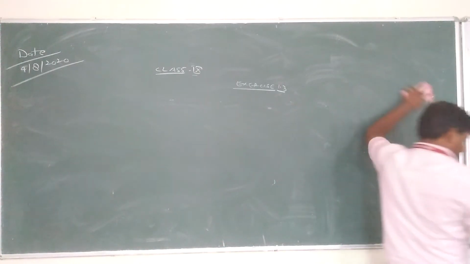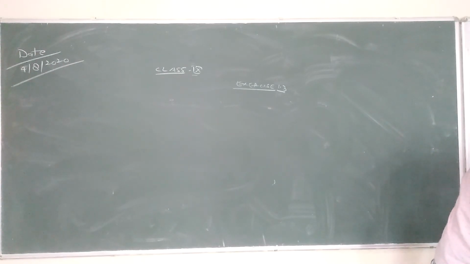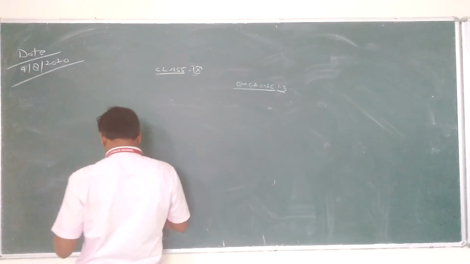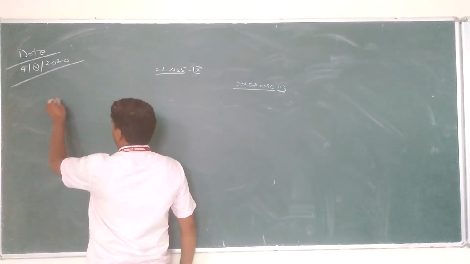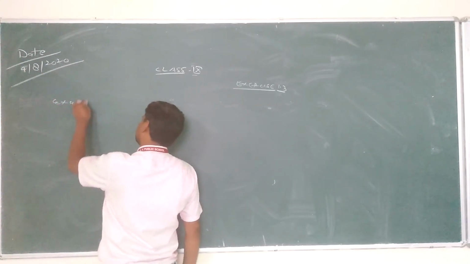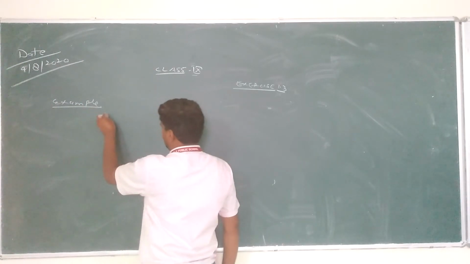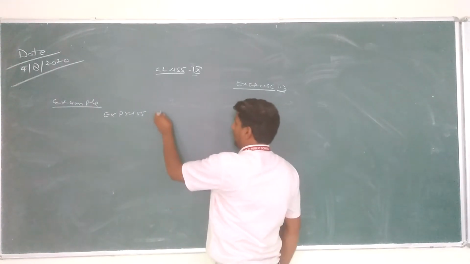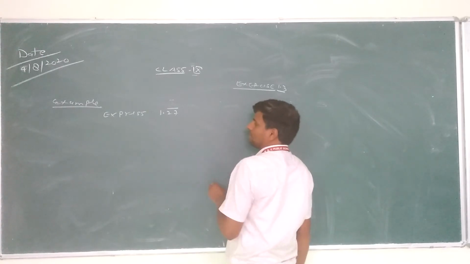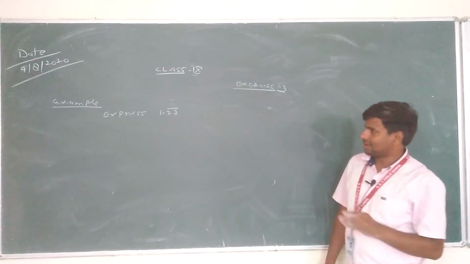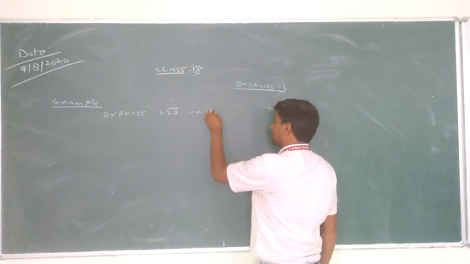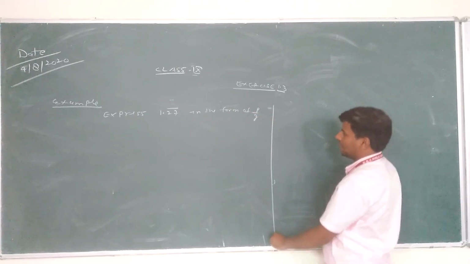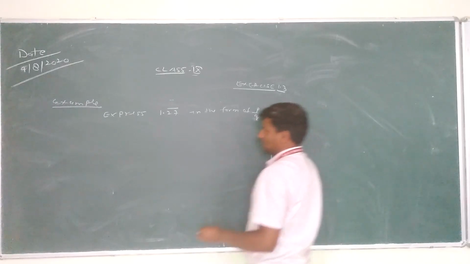We can take the next example: express 1.27 repeating, meaning these two digits are repeated, in the form of p by q. Okay, this is the solution.